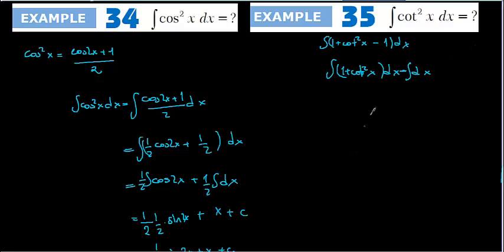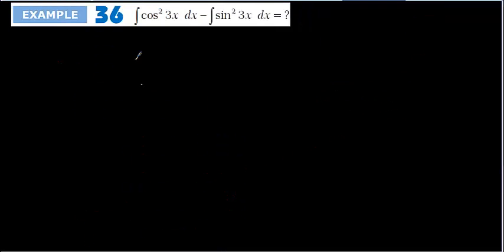So the integral of dx, we know that it's equal to x plus c. The integral of 1 plus cotangent square is equal to minus cotangent x plus c. But there is a common c that is here. So the answer of the question should be like this.